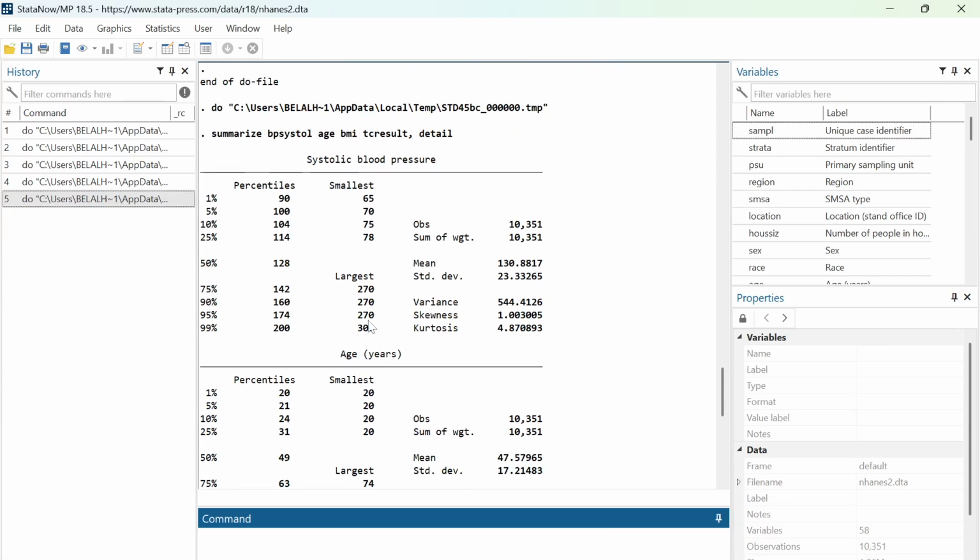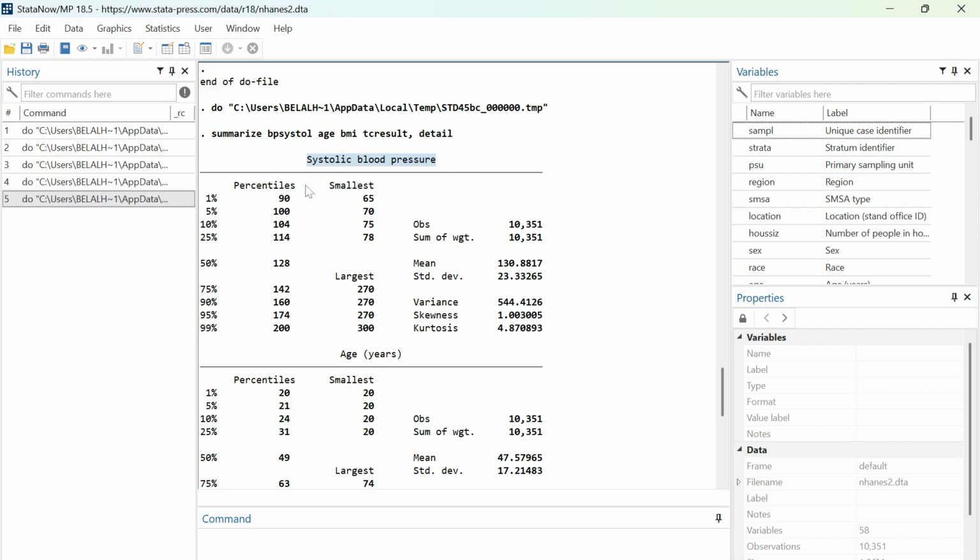So for each of the variables, for systolic blood pressure, for example, it gives you the percentiles, observations, mean, standard deviation, variance, skewness, and kurtosis. So this skewness is basically a measure of how skewed the distribution of your data is.